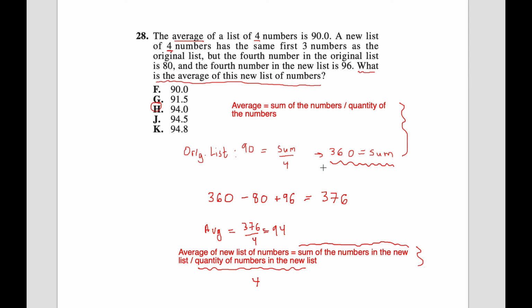And by the way, I want to mention at this point that the first three numbers, we never had to know what they were to figure this question out. We just needed to know basically what the sum of all those numbers was so that we could swap out the 80 and the 96 together. And that can be sort of a sticking point. It can be confusing when we don't actually know what the three numbers are.